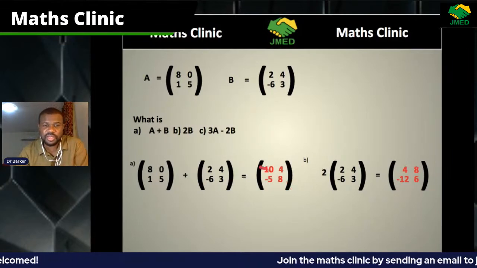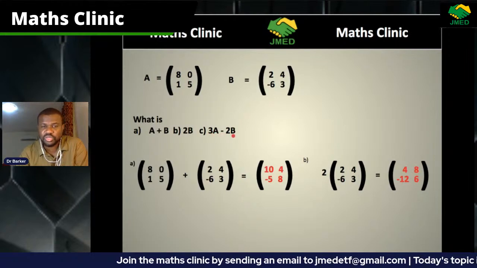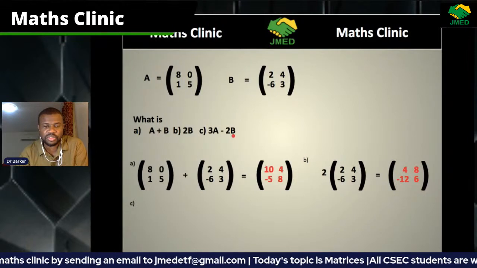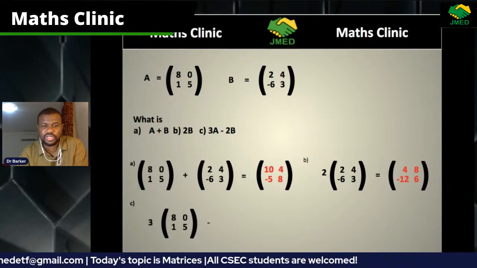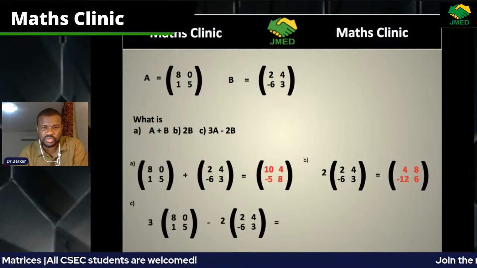Now, remember that 3a means 3 times a, and 2b means 2 times b. So we just literally are putting that together, and it would look something like this. 3a is 3 times a, and we're going to take away 2 times b. That's literally what you're asked to do.